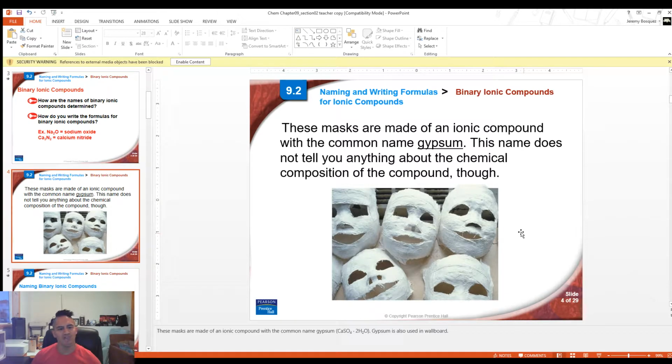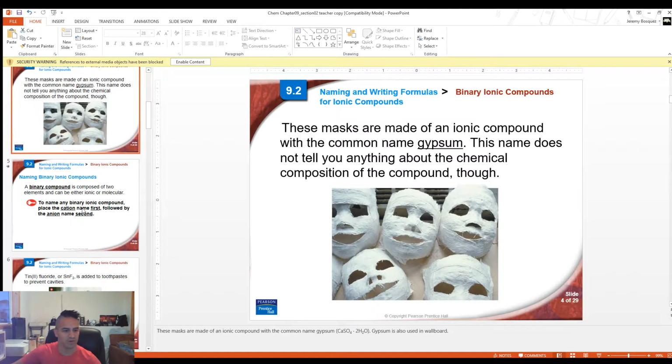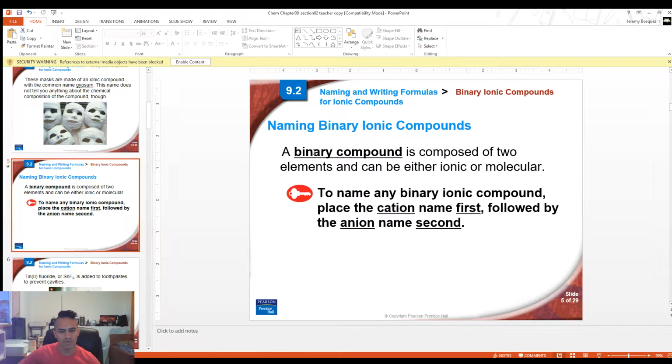Okay, so there's a lot of common names we use in chemistry. We're going to try to stay away from those because we want to understand formal names, because formal names give us a better idea of the composition of the compounds. We can write a chemical formula for it. Okay, so again, a binary compound is composed of two elements, can be either ionic or molecular. We're only going to be dealing with ionic compounds in this section. Chapter 9.3 will cover molecular ones.